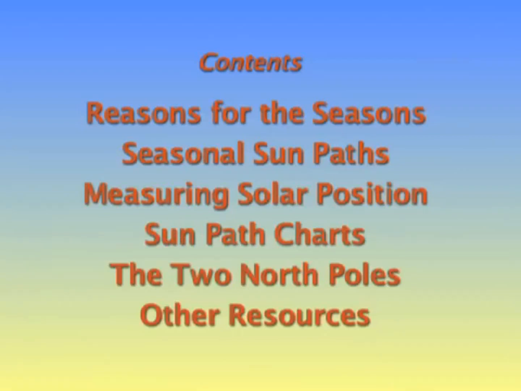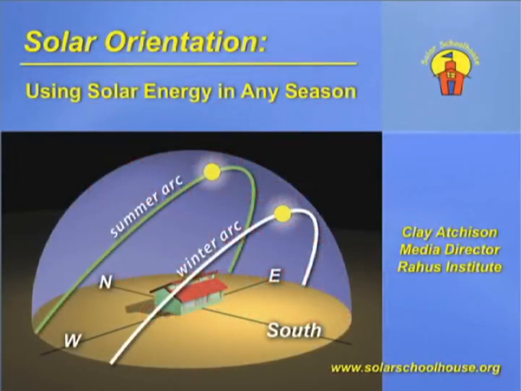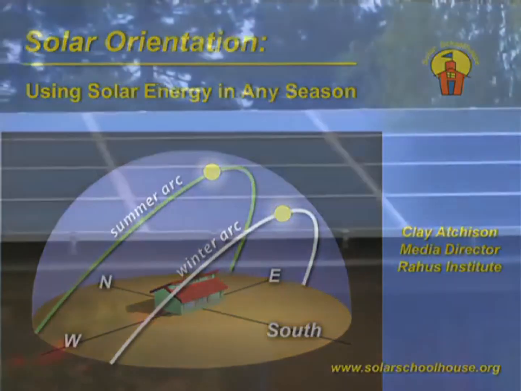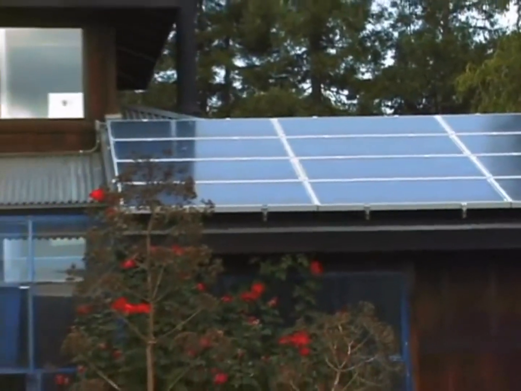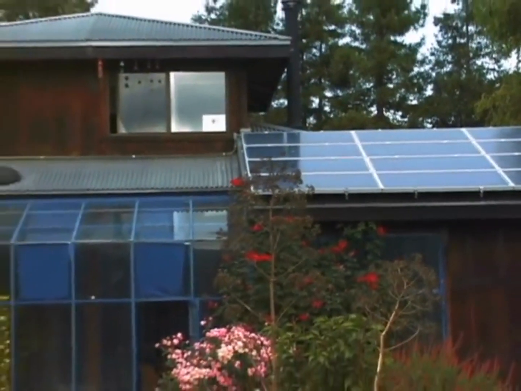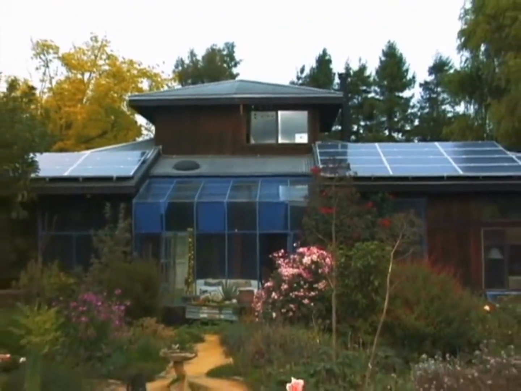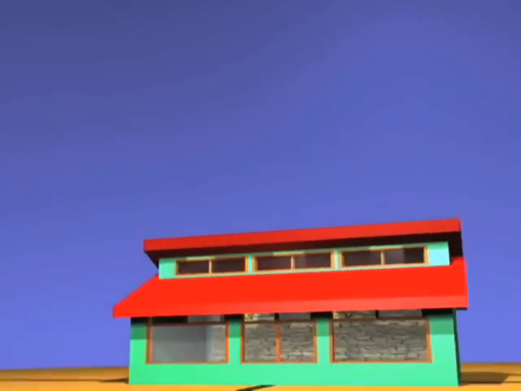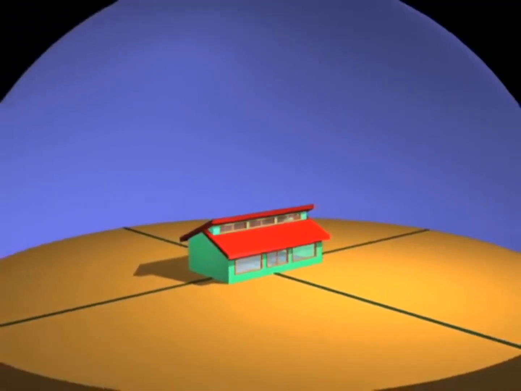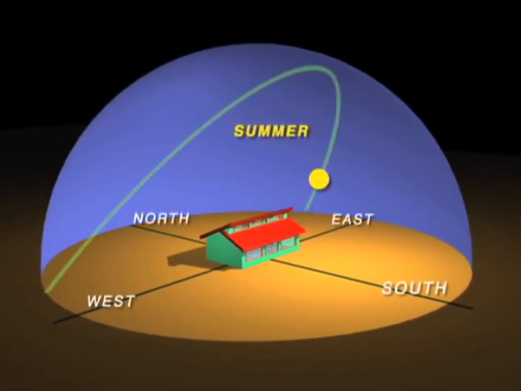Let's get started. Solar orientation is basically the process of aiming something at the sun. This is important because any solar technology, like a solar panel or a sun oven or even a passive solar home, receives the greatest amount of energy when pointed or oriented at a direct 90-degree angle toward the sun. This isn't as easy as you might think, however, because the sun's position in the sky is constantly moving. It rises in the east, arcs across the sky, and sets in the west.